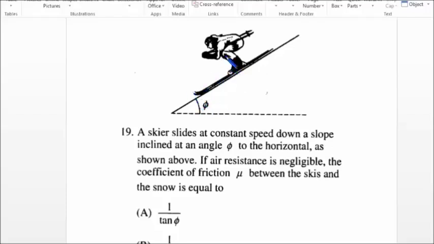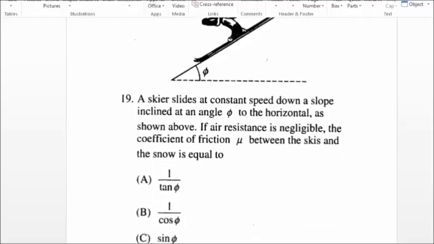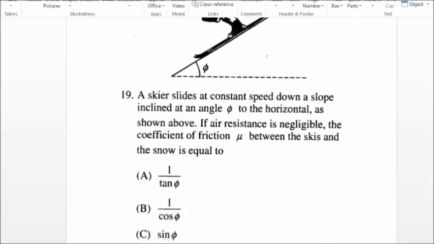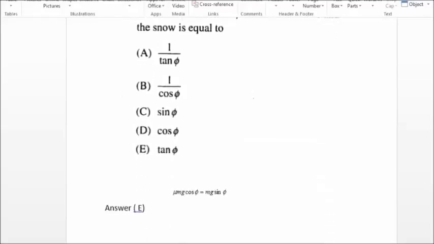Here we have psi, mg sin psi along the plane, and the component perpendicular to the plane is mg cos psi. So the normal force has to be mg cos psi, because there is no motion in this direction. So the force of friction is mu mg cos psi, whereas the force acting in this direction is mg sin psi. Both need to be equal for the skier to move with constant speed. So mu mg cos psi is equal to mg sin psi. This gives us mu is equal to tan psi. So the answer is E.